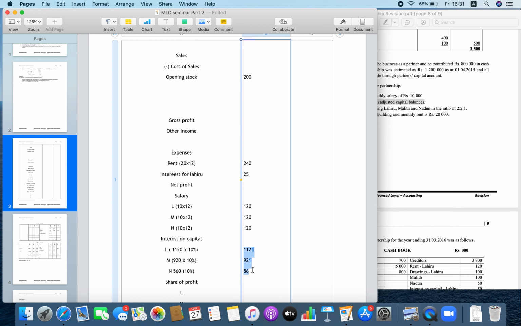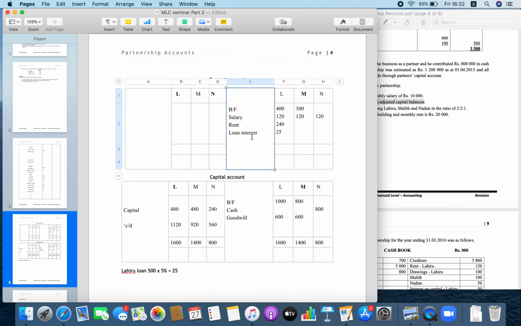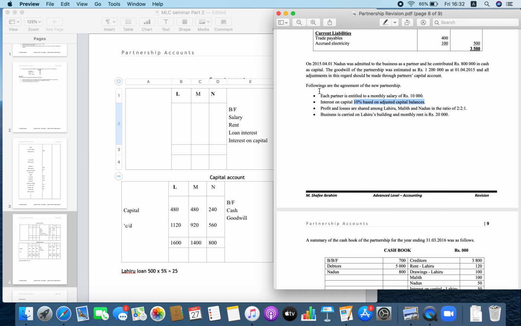So guys don't forget, when you mark over here, the appropriation account becomes debit and the current account should be credit. So go and credit here interest on capital, which will now be 112, 92 and also 56. So guys over here in the agreement they have said about 4 things. All 4 things have now been considered.